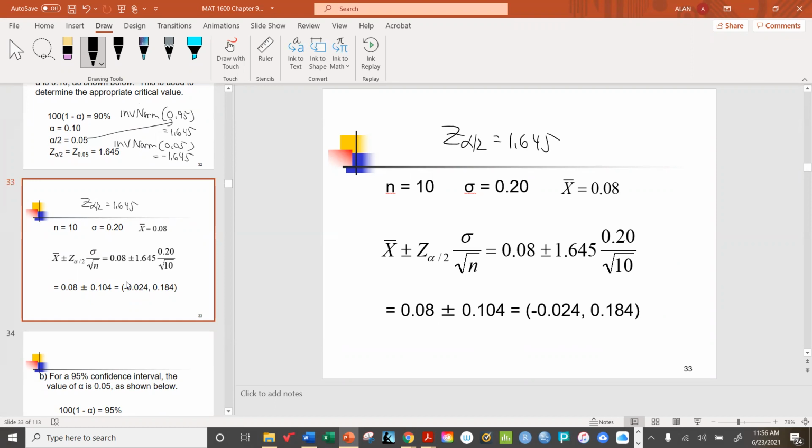So you plug in the numbers. Now down here, this is your point estimate, or x bar. And this is your margin of error. So we've got the mean. We know that the mean is 8%. So we're adding and subtracting the margin of error of 10.4%. So what this is telling us is that we are 95% confident that the true population mean is in this interval, somewhere between a loss of 2.4% and a gain of 18.4%. So this is our 90% confidence interval.